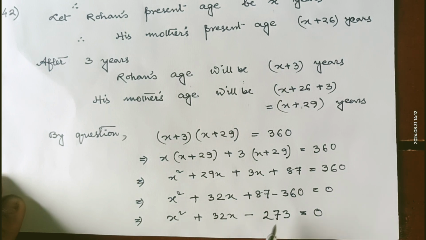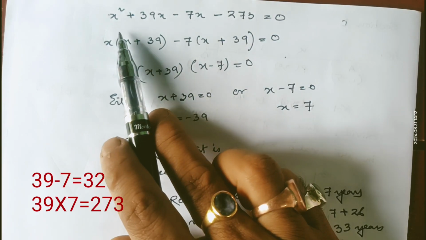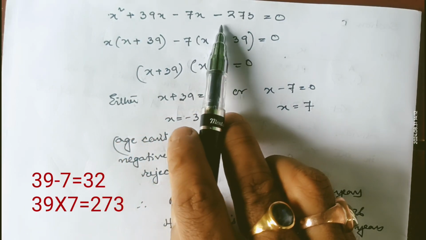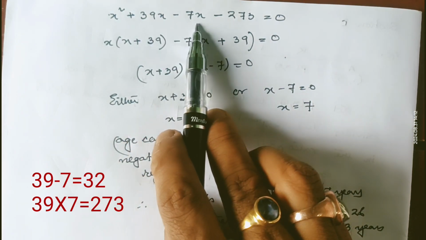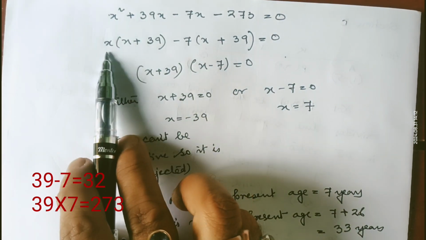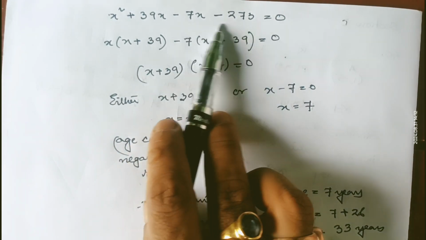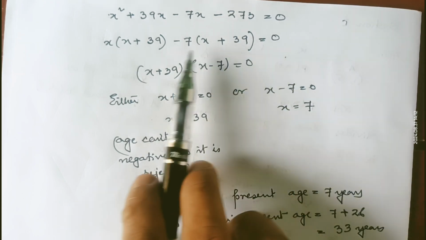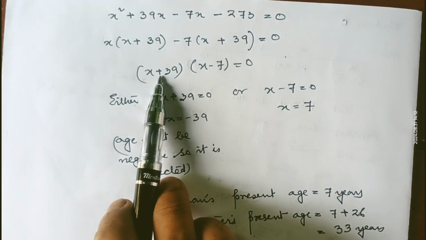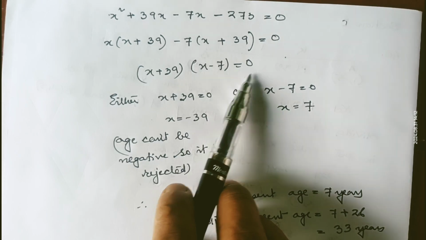Now after this step, we can use the quadratic formula or we can go for middle term factorization. Here I am showing it by middle term factorization, but if you want, you can apply the quadratic formula. After middle term factorization, we got x square plus 39x minus 7x minus 273 equals 0. Instead of 32x, we are writing 39x minus 7x. From the first two terms, I can take x common, x plus 39. From the last two, if I take minus 7 common, we are left with x plus 39, which is equal to 0. So again x plus 39 is taken common, so we are left with x minus 7 equals 0.